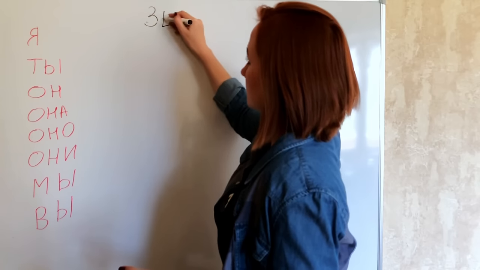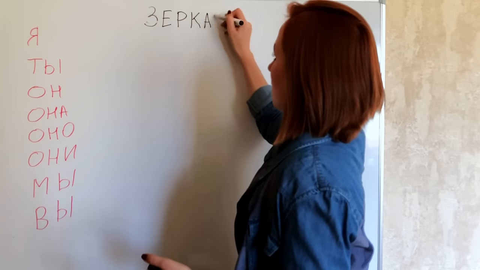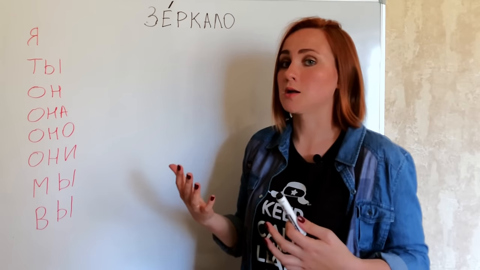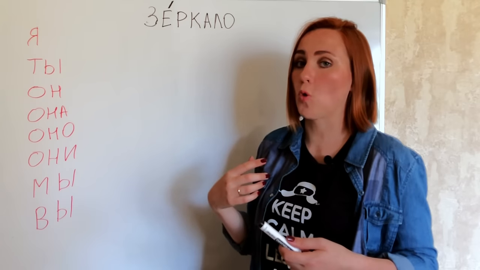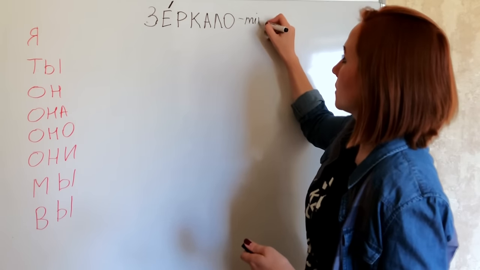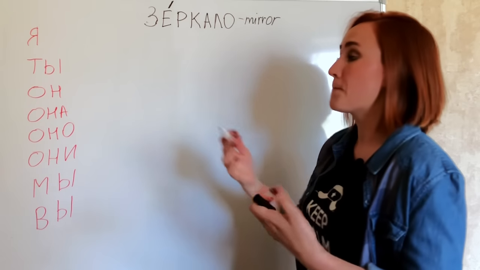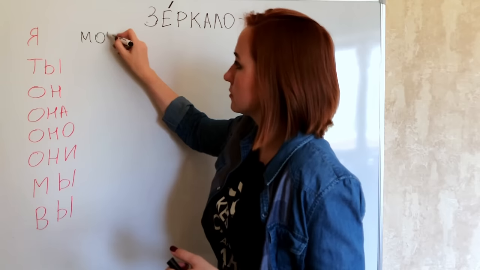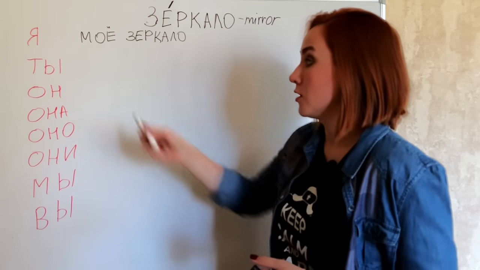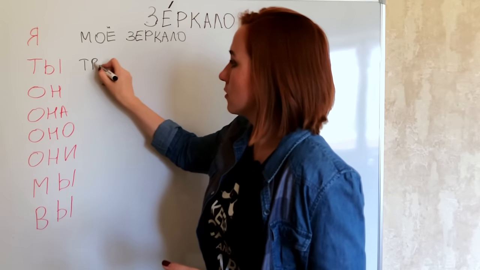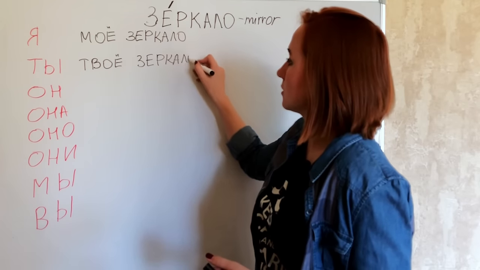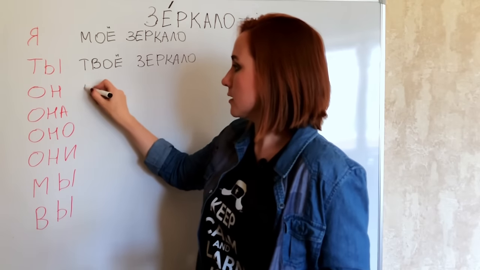Mirror, зеркало. Again, pronunciation. Зеркало. It's not зеркало, it's зеркало. Okay, so it's a mirror. Mirror, mirror on the wall. So, моё зеркало, my mirror. Your mirror. Твоё зеркало.